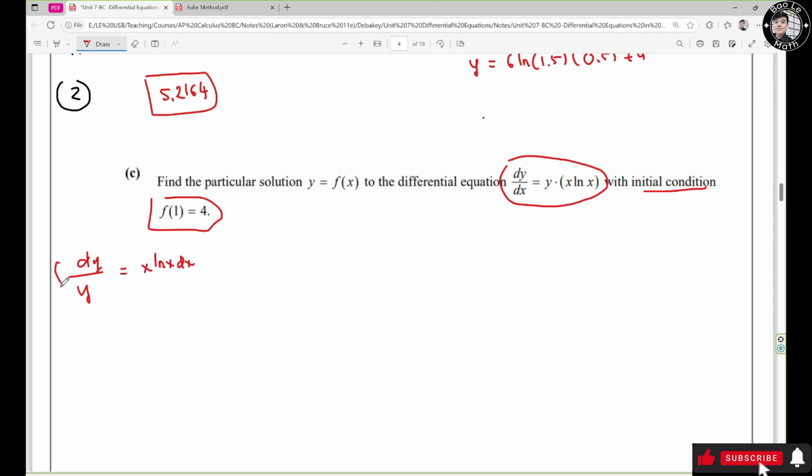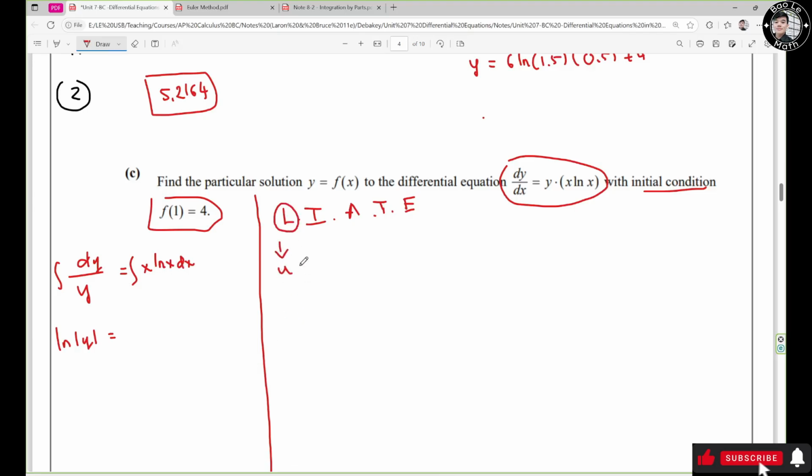Then you need to take the antiderivative of both sides, right? So it can be natural log of absolute value of y equals. In order to calculate the antiderivative of the right hand side, we need to use integration by parts, right? So remember we have L, I, A, T, E. Now L stands for natural log, so we have log right here. We need to let this one be u. So we let u equals natural log of s, then du equals 1 over s ds. Now dv equals the remaining one, which is s times ds.